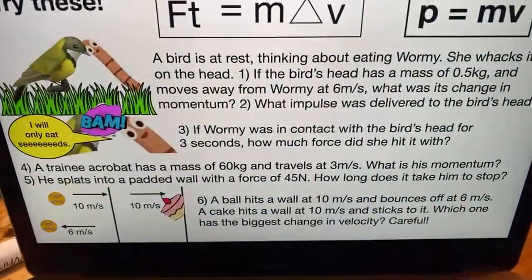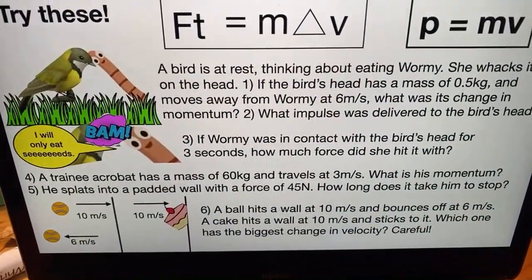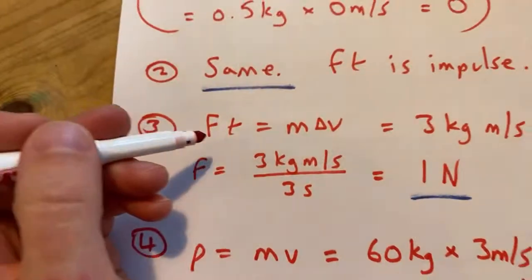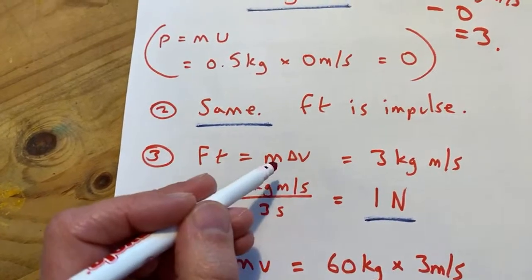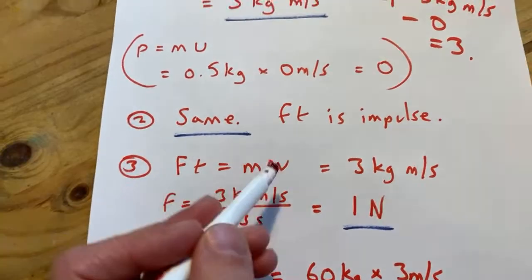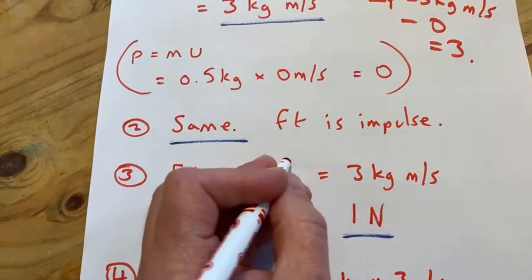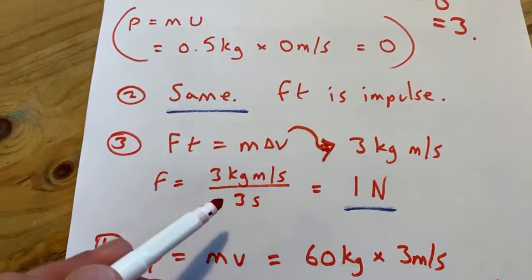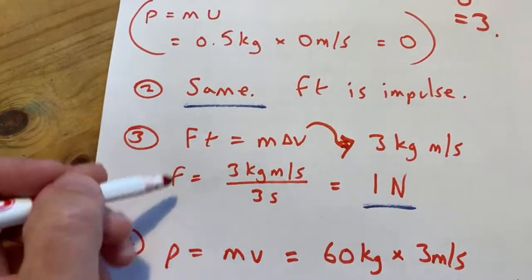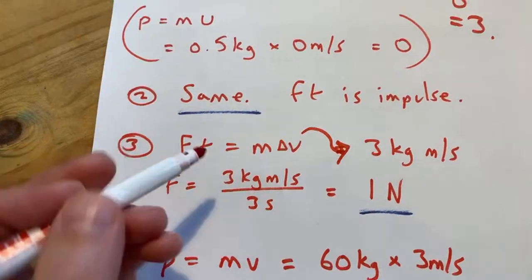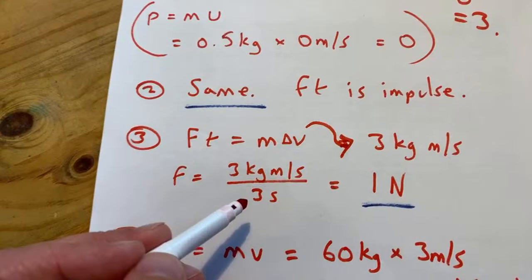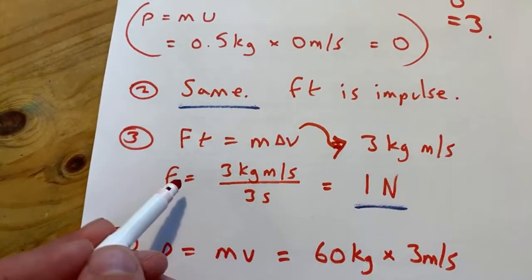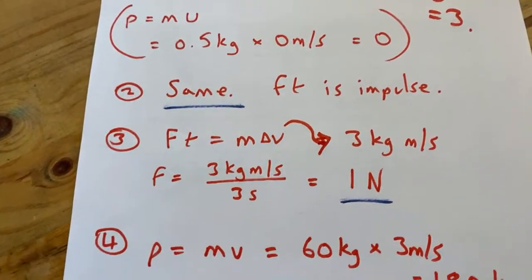Question 3. If Wormy was in contact with the bird's head for 3 seconds, how much force did she hit it with? All right, so then we do the whole equation. Force times time equals the change in momentum, m times change in v. And we know that the change in momentum is 3 kilogram meters per second, because I just worked that out. So we rearrange this equation because we're looking for the force, and say that force is change in momentum divided by time. And then just plug the numbers in, because they gave us 3 seconds. So the force is 3 divided by 3, which is 1 Newton.